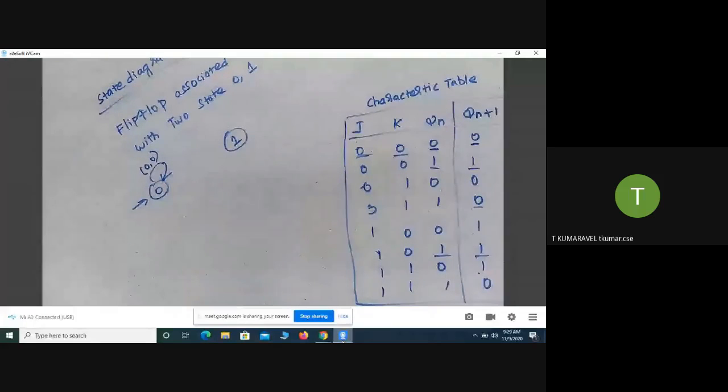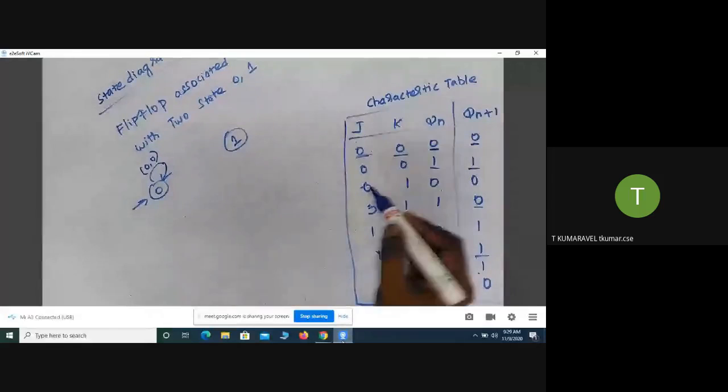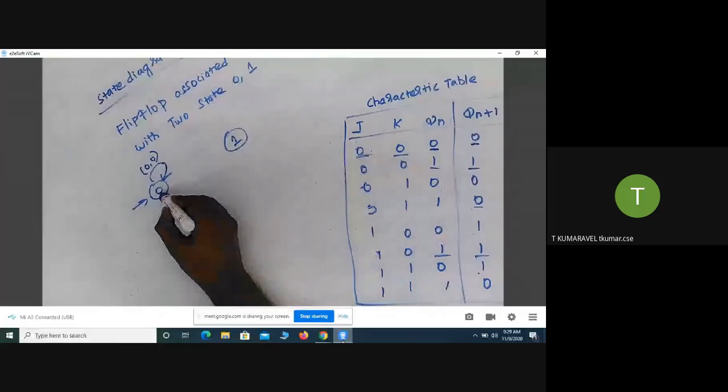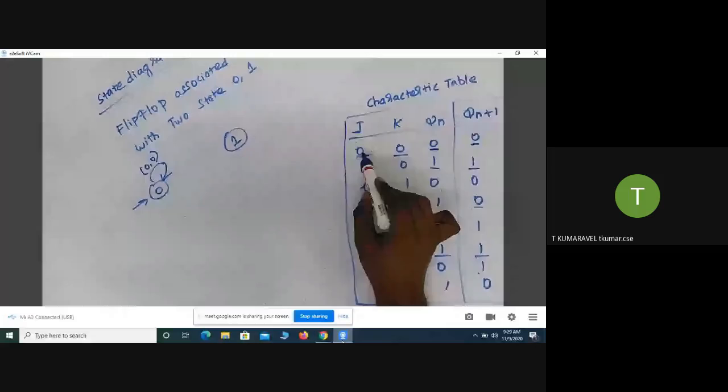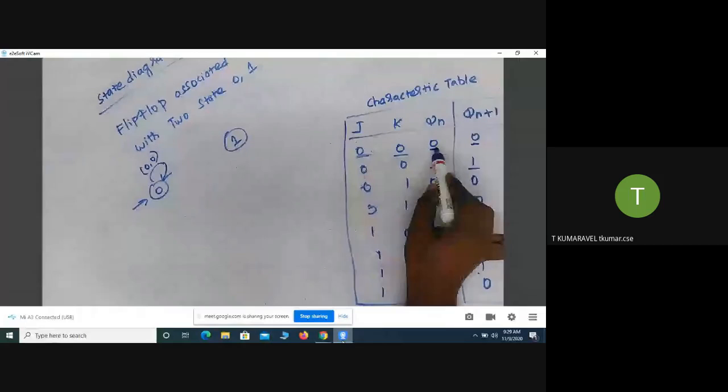Now I will tell you how to draw the state diagram. It is associated with two outputs, either 0 or 1. First, you look at the input combination. I'm in the 0 state, and I'm taking input 0 0.